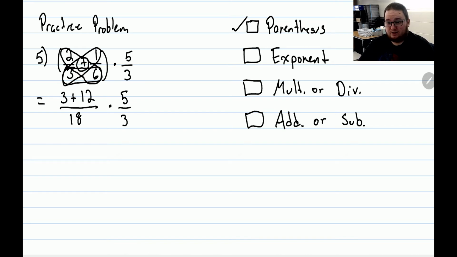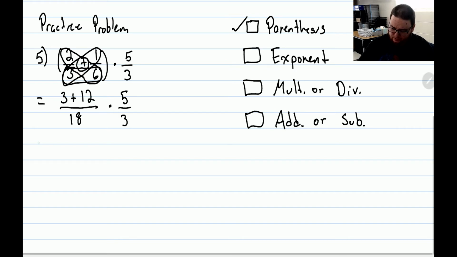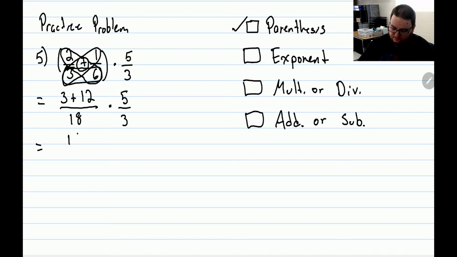So before we do anything else, let's go ahead and simplify the first fraction. So we have 3 plus 12 over 18. That can simplify to 15 over 18. And we're still being multiplied by 5 over 3. So, next, back to order of operations. Do you see any exponents? No. Do you see any multiplication or division?